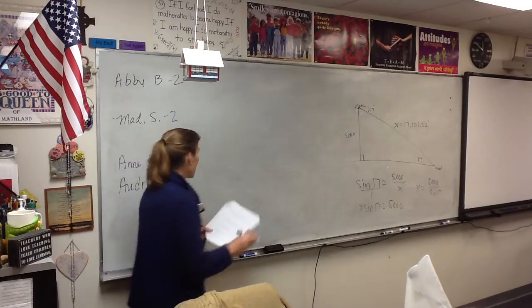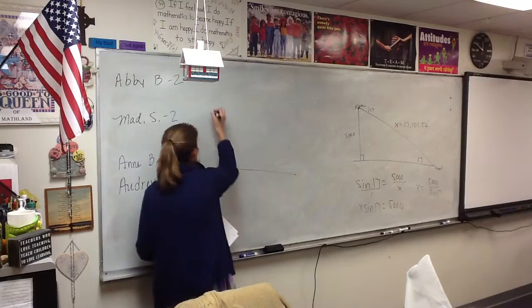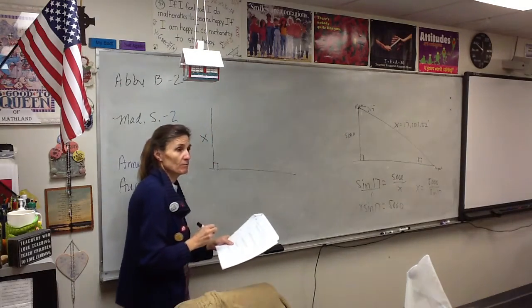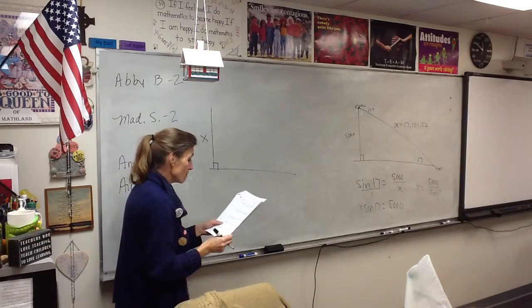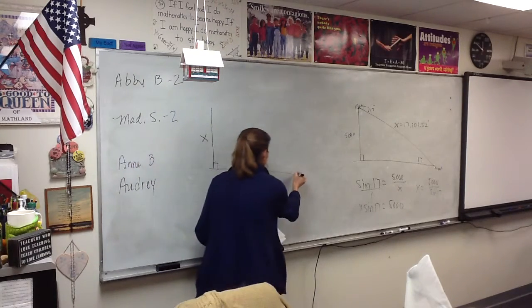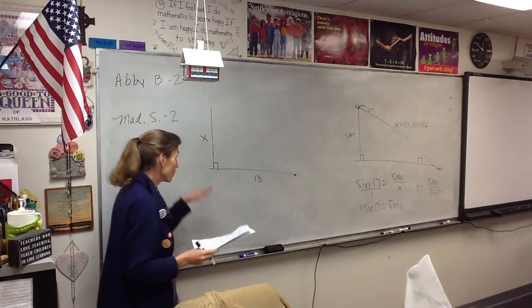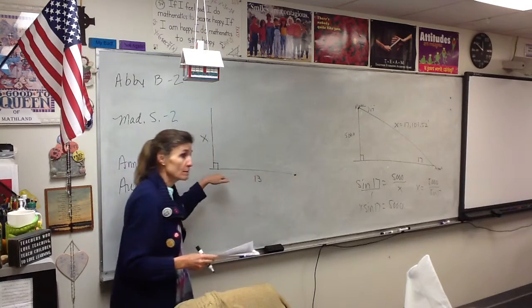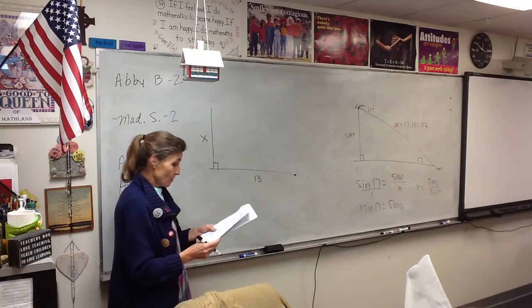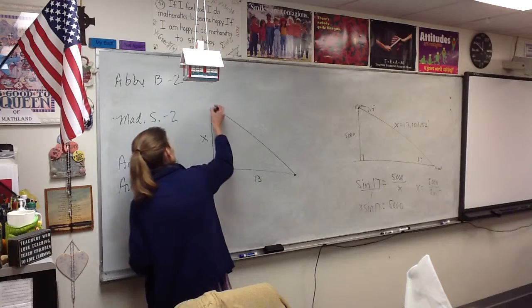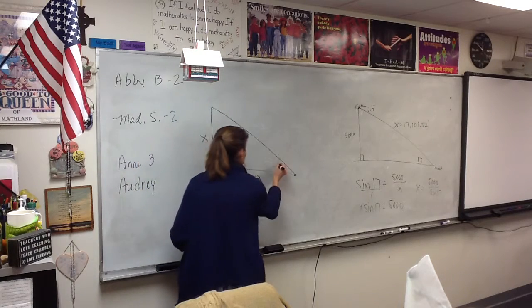Find the height of a flagpole. All right, so here's my flagpole. So find the height of the flagpole. That makes a shadow 13 feet long. So here's the shadow on the ground, right? Shadows are on the ground. When the angle of elevation of the sun is 59 degrees.